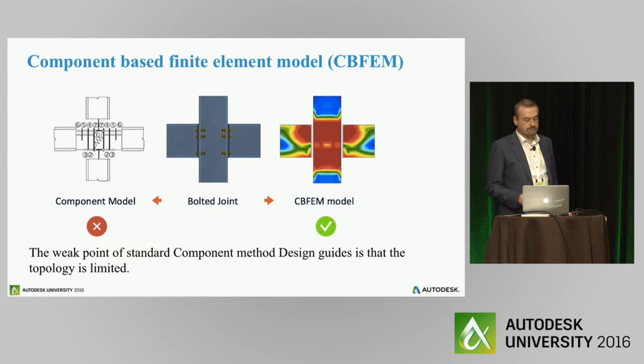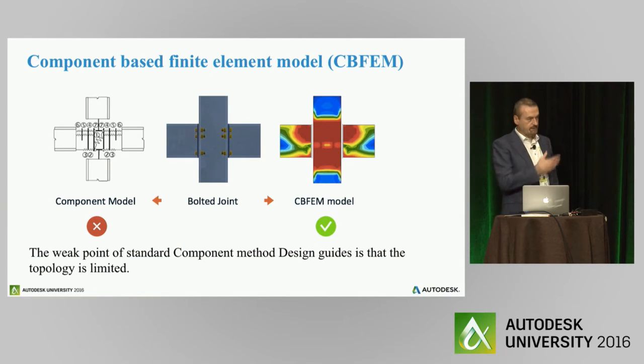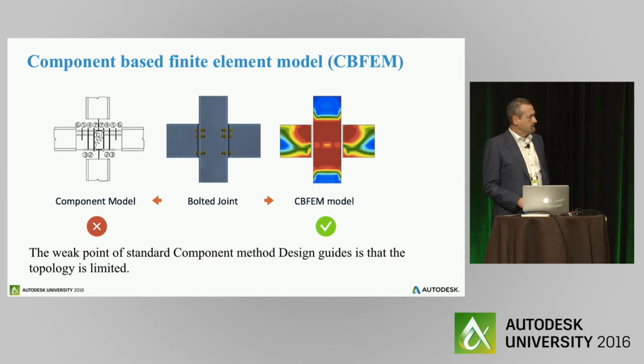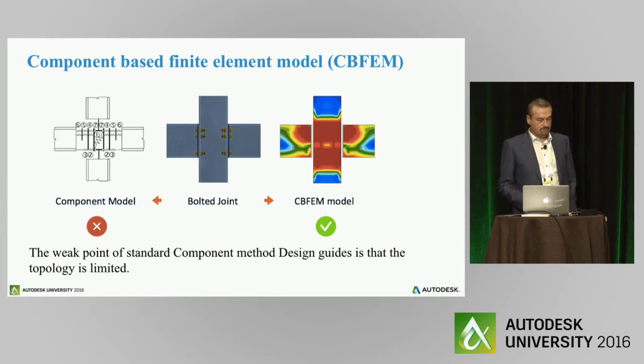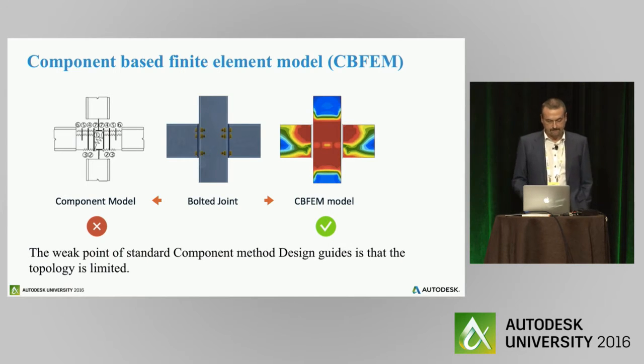In fact, for each shape or each topology of the joint, we have to derive a specific model of these springs, and this is a problem because not everybody is able to do it. So we came with the idea that if there is a problem with making models, we do it with finite elements. Finite elements are used for analysis of whole buildings, whole structures. So why not use it for steel joints as well?